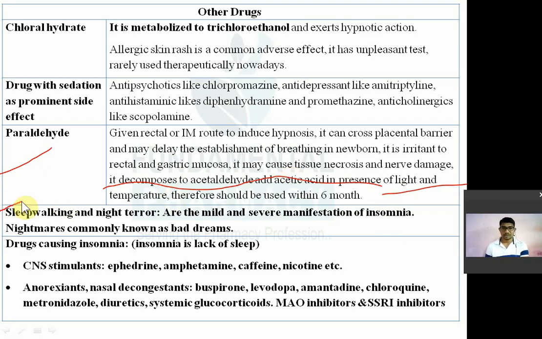Remember one additional point: sleepwalking, night terror. Night terror, sleepwalking are the mild symptoms of severe manifestation of insomnia. और आपको नींद नहीं आती बहुत दिन से, so sleepwalking may be there. आपने देखो नींद में चलने की आदत, that is because of the severe insomnia. Insomnia means lack of sleep. Insomnia मतलब क्या होता है? Lack of sleep. If there is a lack of sleep, आपको अगर नींद नहीं आती, that is known as insomnia. और आपको बहुत दिन से नींद नहीं आती, so that may result in the sleepwalking or night terror.